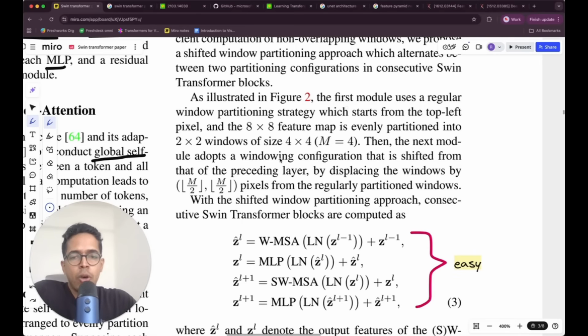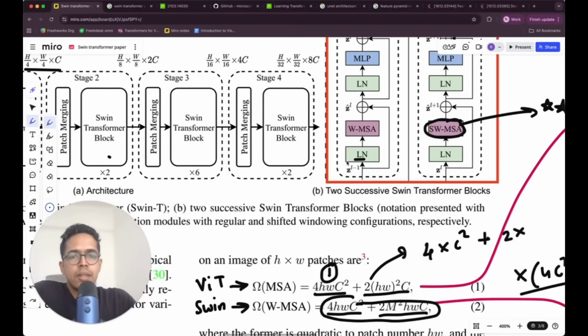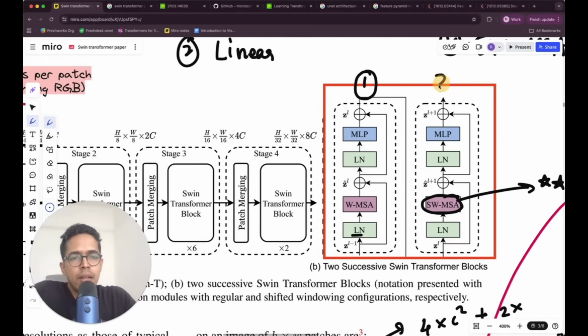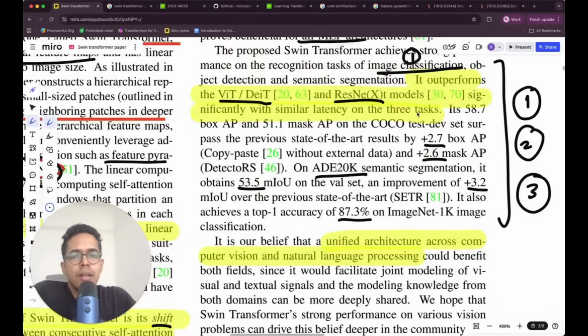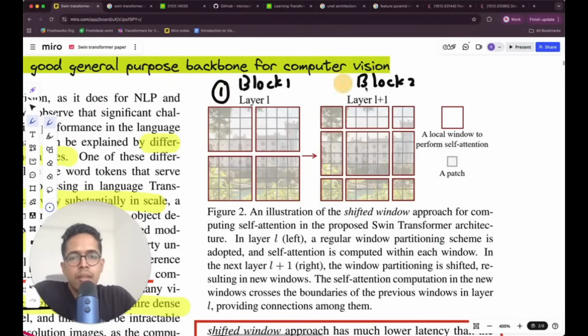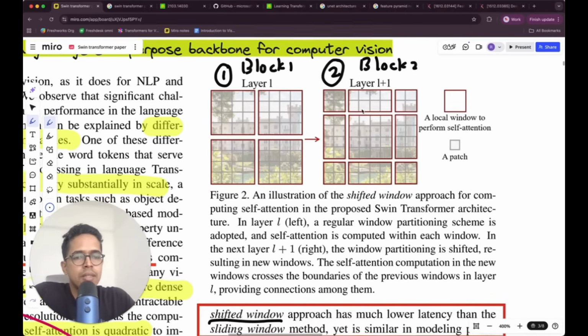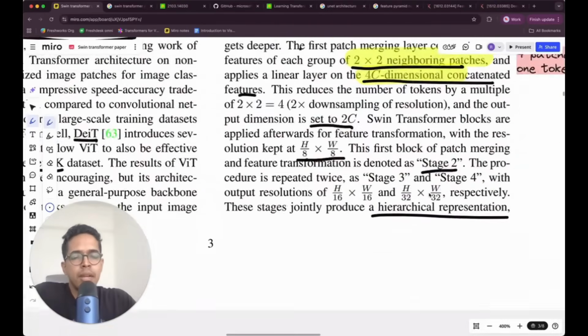then the next module adopts a window configuration that is shifted from the preceding layer. This is where the confusion starts, and I will show my version of the figure. So in block number 1 and block number 2, what happens respectively are these two things. This happens in block number 1. This happens in block number 2. In block number 1, you have windows like this, very clean, right? No shifting. In block number 2, some shifting happens. Now this image is a little bit confusing, but I will explain that with my own version of the figure in a moment. Let's just read a little bit more and then we'll come back to it.